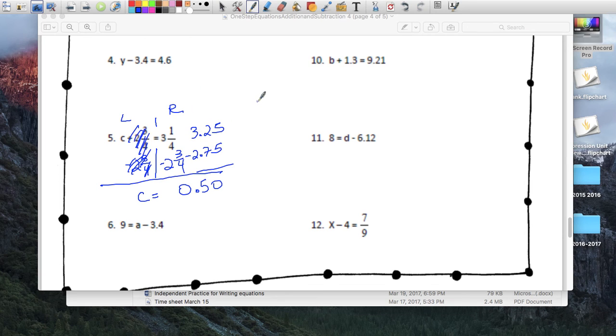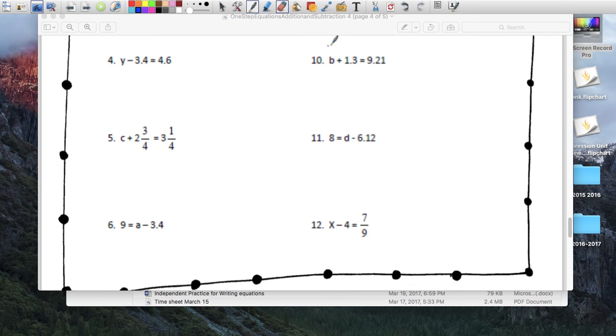The check, so it's C. I can't read it. C, so what happens when you have C, which is 50 cents, plus $2.75? Does that really equal $3.25? I change everything to decimals. Yes, it is. 50 cents plus 2.75 is 3.25, which equals 3.25 on the other side. Okay, so there's something that you could definitely do.